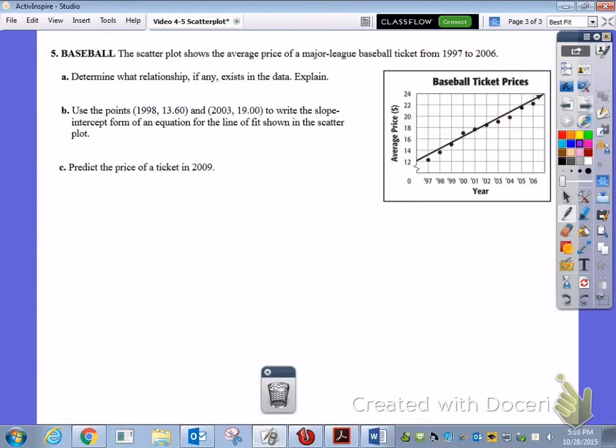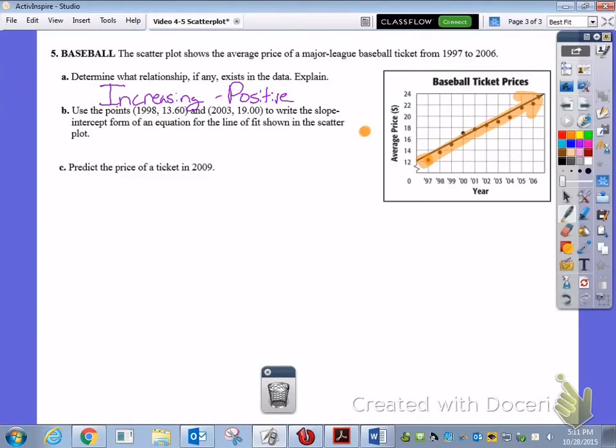Number 5. Determine what relationship, if any, exists. So look, you always start on the left side. So look on the left side, my dot starts down low and it goes up. If it goes up, then it is increasing. And the word that we associate with increasing is positive, because if it's increasing, we are going to have a positive slope.